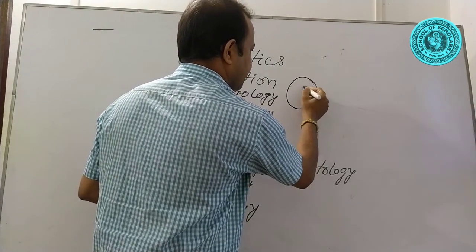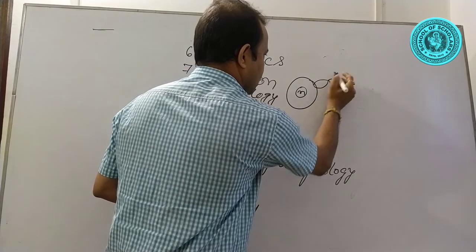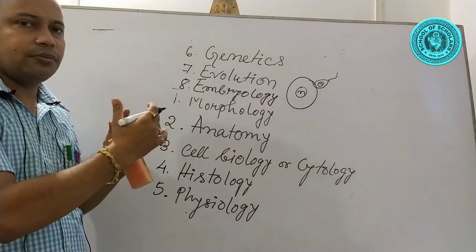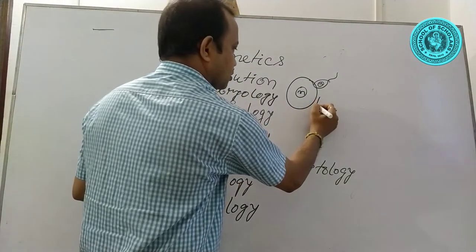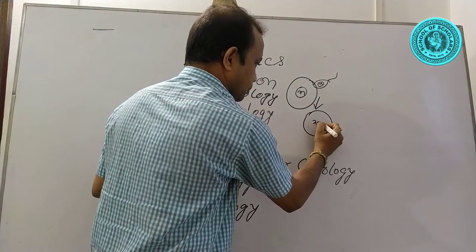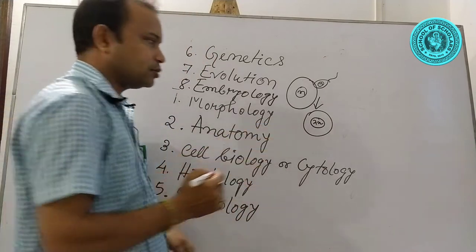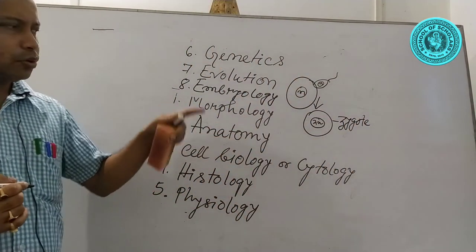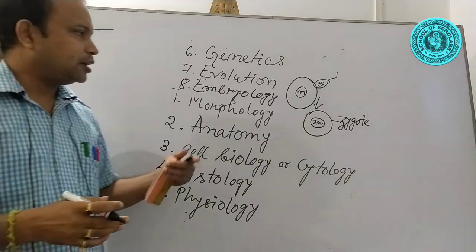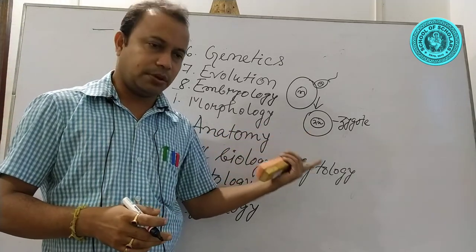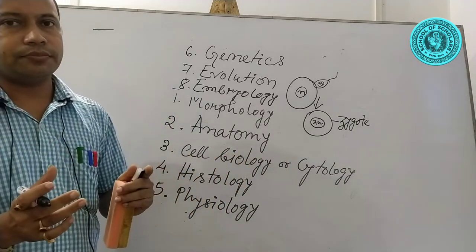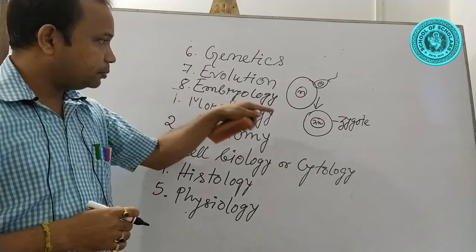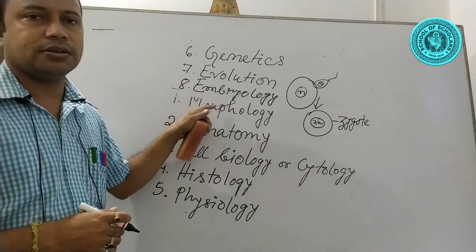Suppose this is the structure of the ovum, and this is the structure of the sperm. This sperm encounters the ovum and forms a diploid cell. This diploid cell is called the zygote. From this zygote, through several processes such as morula, formation of blastula, then gastrula, the gastrula converts to an embryo. This development is called ontogenic development, and the study of this ontogenetic development is called embryology.